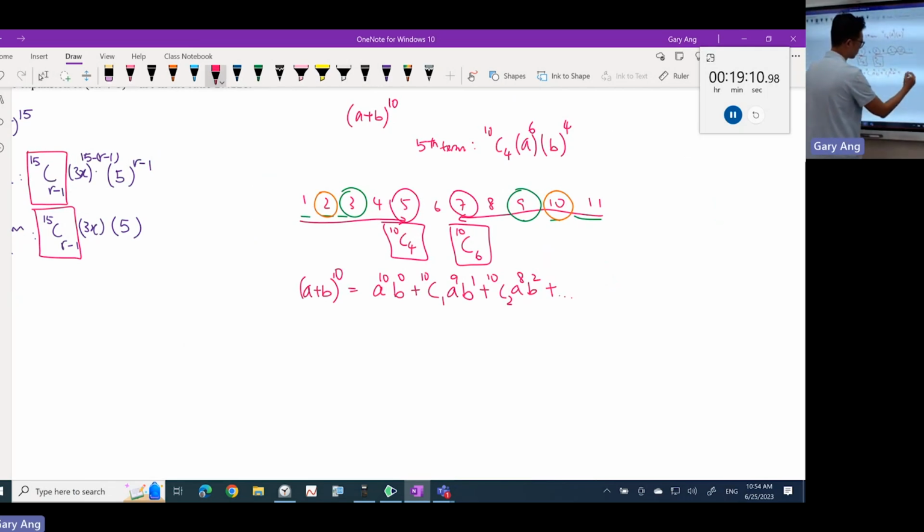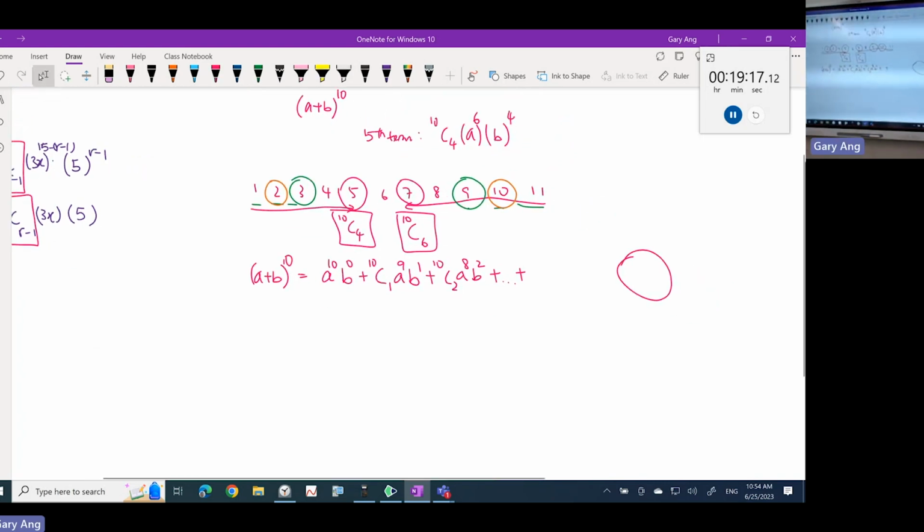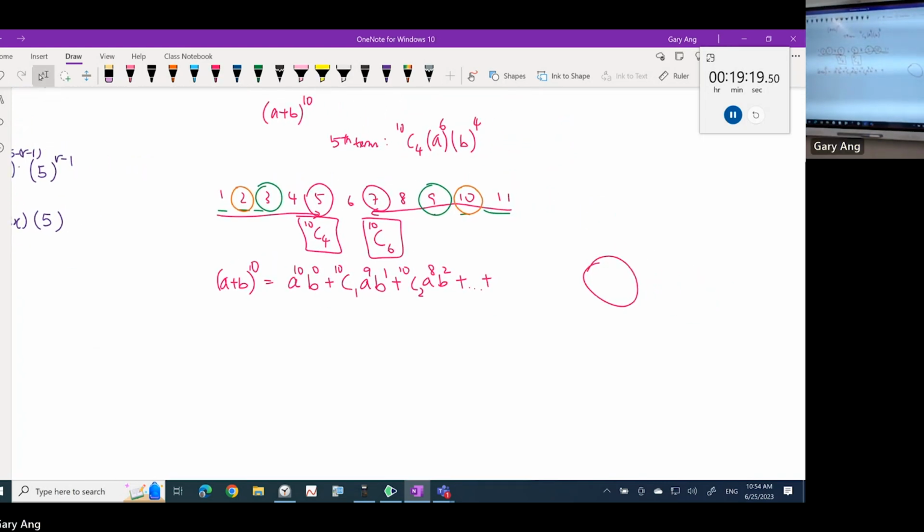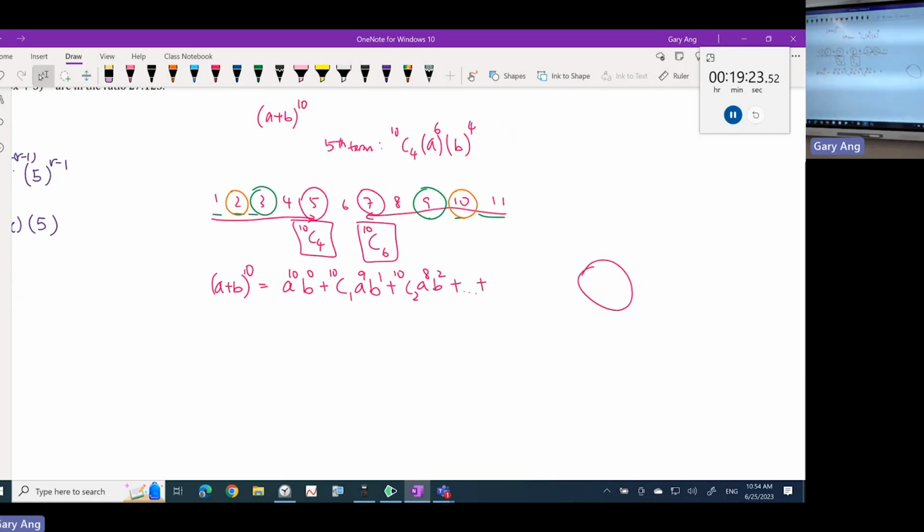Plus dot. What is the last term? Write down the last term yourself. See whether you can figure out the last term. This one has nothing to do with the question, so chill. This is easier, just a mental exercise. What is the last term? We all know that it's position 11, right? But that's not important anymore. I want to know what is the last term. Anyone knows?